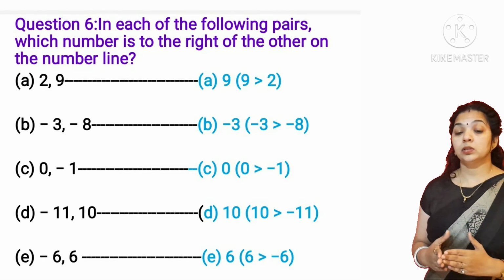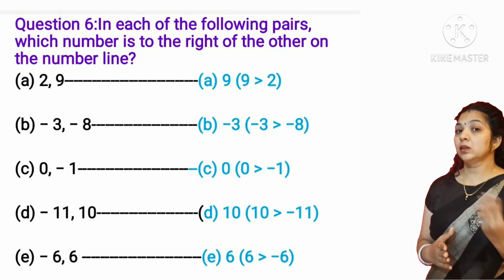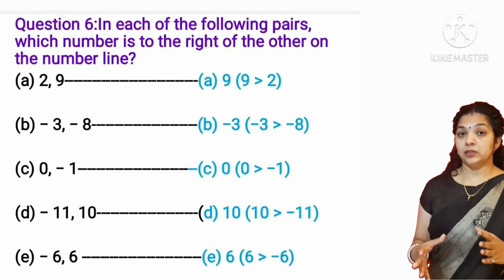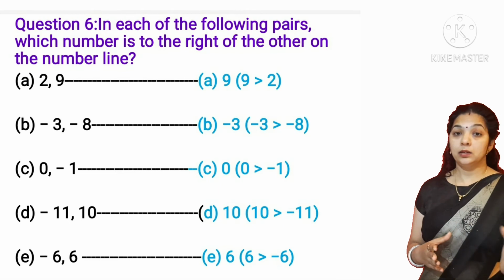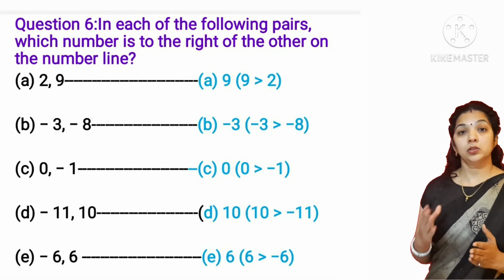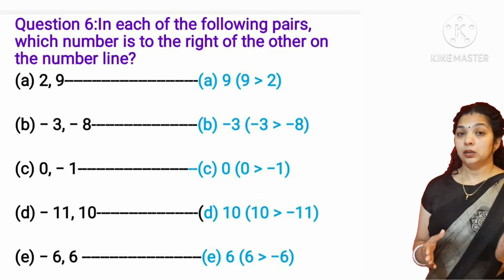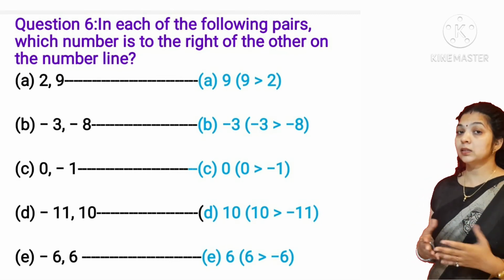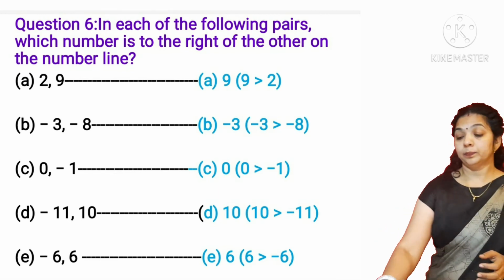In the next pair, minus 3 and minus 8. Minus 3 is greater, so minus 3 would be on the right side. Similarly 0 and minus 1, so 0 would be greater than minus 1, so 0 would be on the right side. Minus 11 and 10, so 10 is greater than minus 11, so 10 is on the right side. Minus 6 and 6, so 6 is greater than minus 6, so obviously 6 is on the right side.